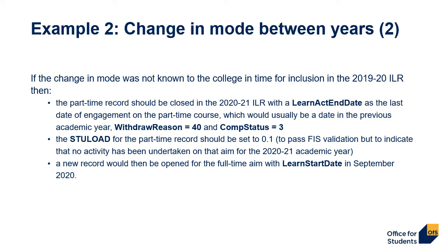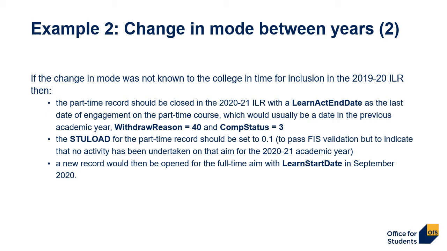If the change in mode was not known to the college in time for inclusion in the 1920 ILR, and we would encourage, where possible, that your communications internally should have determined that, but if not, then the part-time record should be closed in the 2021 ILR with a Learn Act end date as the last date of engagement on the part-time course, which would normally be in that previous academic year.